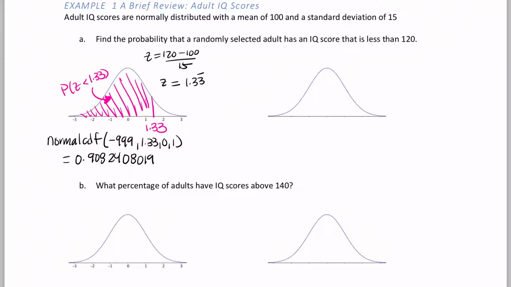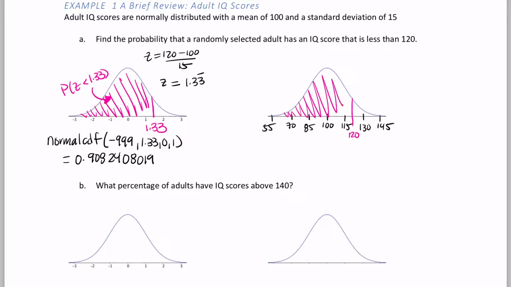And before I round, let's do this problem again without converting to a z-score. So start with our mean of 100, add 15, and add it again, and again. And now go ahead and subtract 15 3 times. 120 is about here, a little bit closer to 115 than it is to 130.